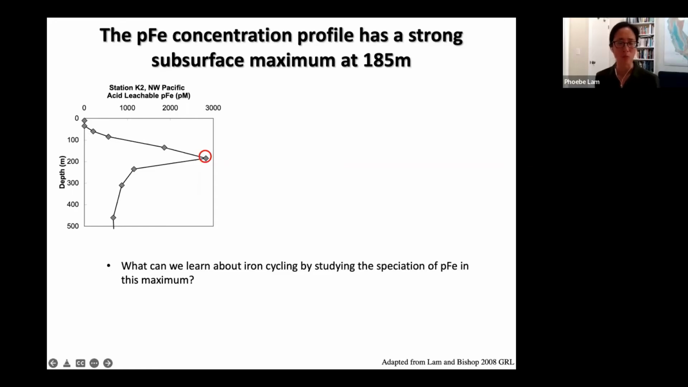As an oceanographer, we want to understand why there is a concentration maximum here. If we study this concentration maximum, will we understand something about how it got there? Is the iron here the same as the iron here, just at higher concentrations, or is it something different? And if it's something different, is it going to tell us something about where it came from?